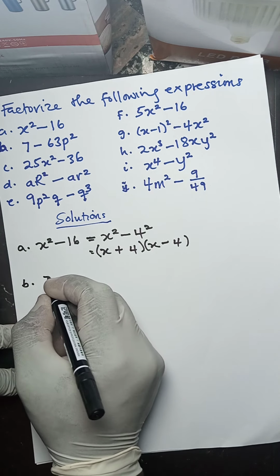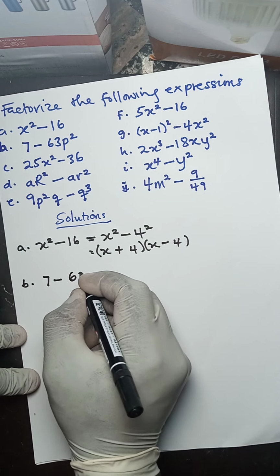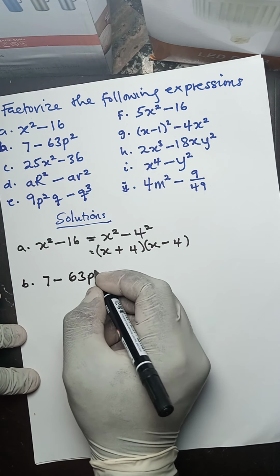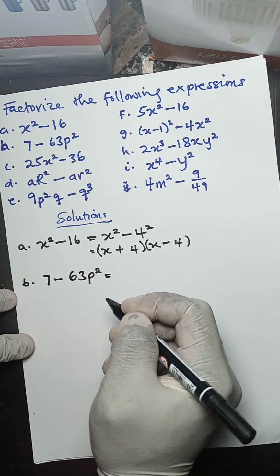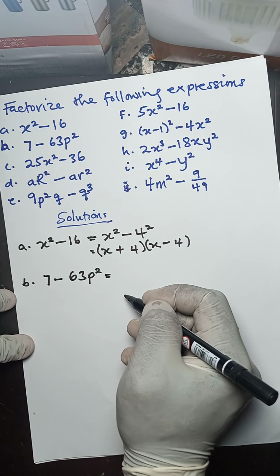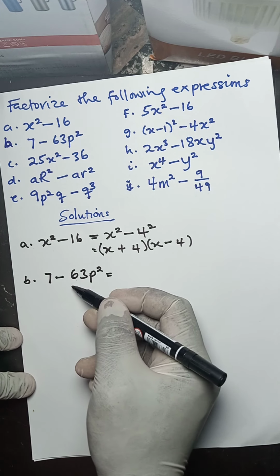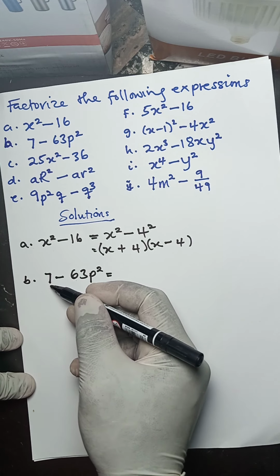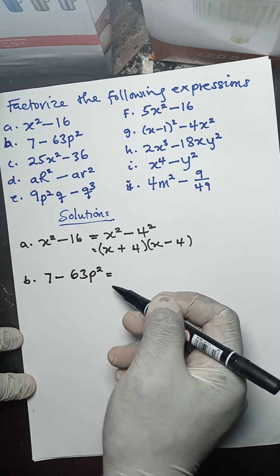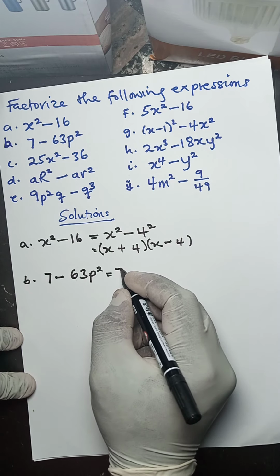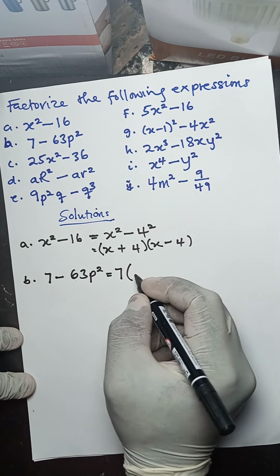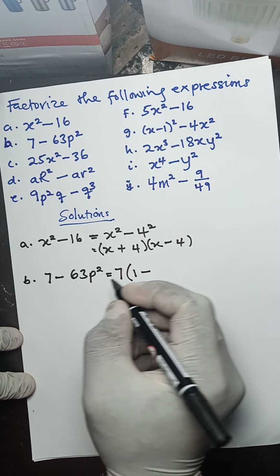But for the B part, we have 7 minus 63p squared. You go through and see if you can get any common factor out. If you check this, you can see that our common factor is 7, because 7 can go into 7 and 7 can go into 63 too. So 7 will come out, leaving 1 minus.